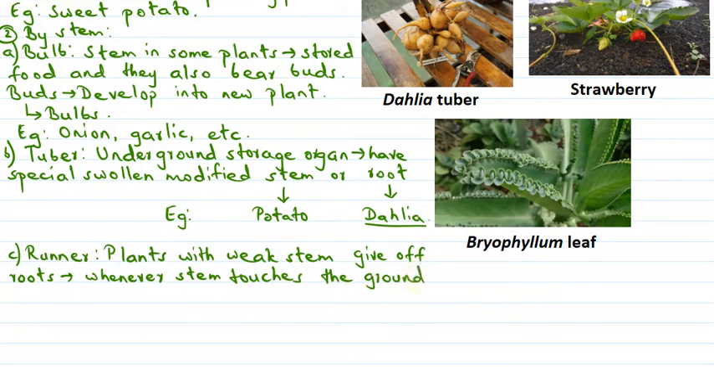Okay, so here the plants that have weaker stem, they give off their roots whenever they touch the ground. So what happens is, when older parts of the plant die, then the branches separate from the parent plant and they form individual plants, and this can be seen in, for example, strawberry, grass, etc.